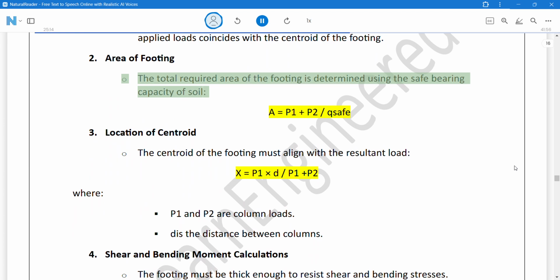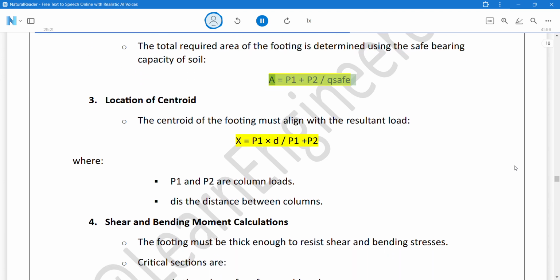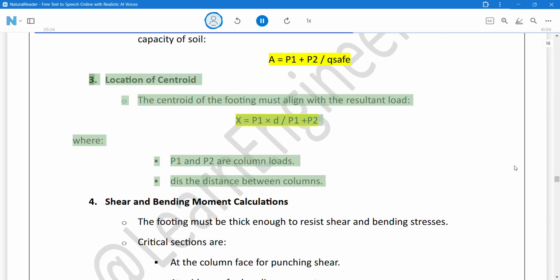2. Area of footing. The total required area of the footing is determined using the safe bearing capacity of soil. A equals (P1 plus P2)/safe bearing capacity. 3. Location of centroid. The centroid of the footing must align with the resultant load, x equals P1 times D/(P1 plus P2), where P1 and P2 are column loads.